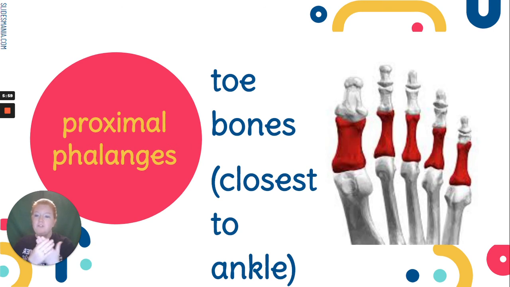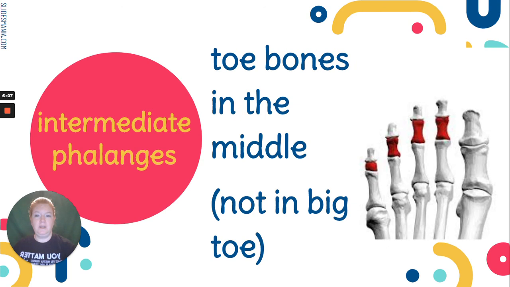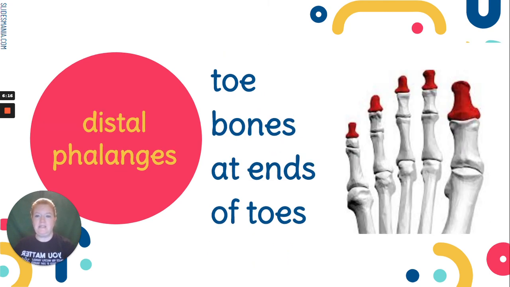Your toe bones, just like your fingers, have proximal phalanges, so it would be closest to your ankle, and notice it's in all of your toes. And again, the intermediate phalanges are not in the big toe, but it's the bones in the middle. And then the distal phalanges, the toe bones that are at the ends of your toes, and that's in all of them.